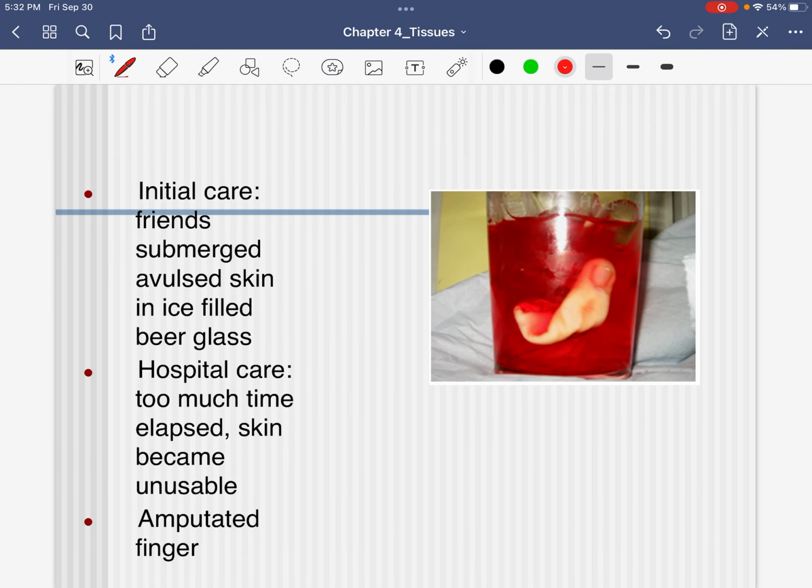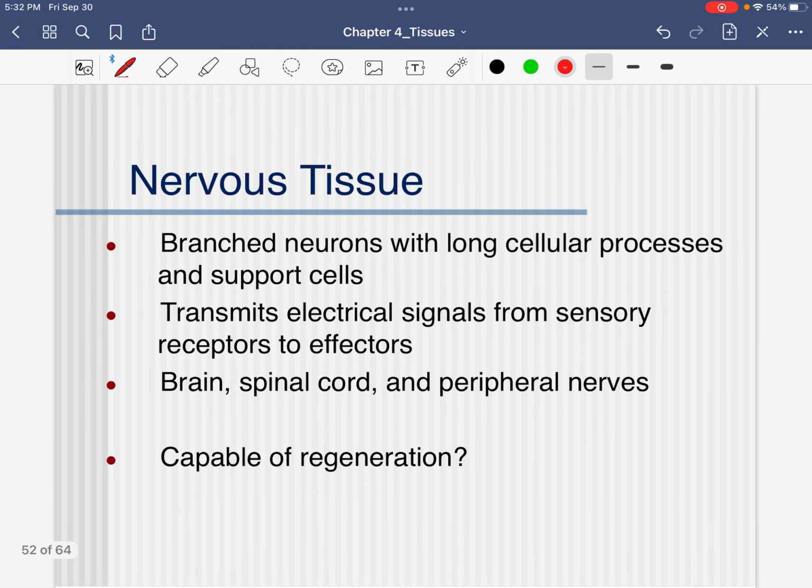Now, this picture looks fake, I'll admit. This is a continued story from the website. This looks like it is plastic, but ha ha ha.